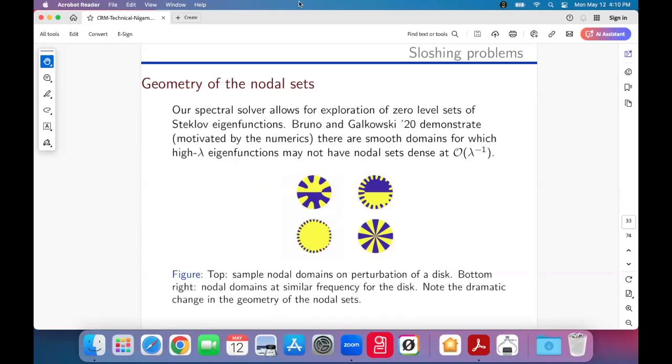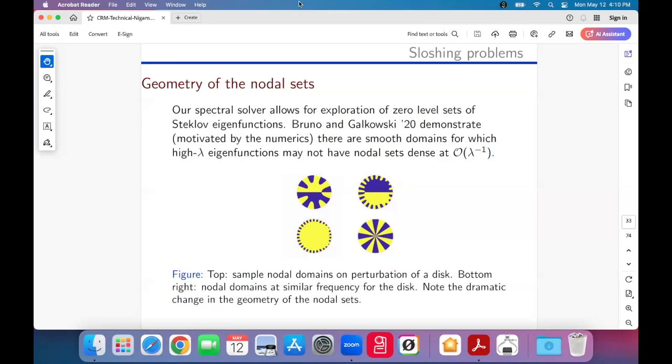This one was more recent. This one was also fun. So the question was, if you have Steklov eigenfunctions, well, they have parts where they're positive and where they're negative. So we call these the nodal domains. And it was conjectured for the longest time, or believed for the longest time, that the nodal sets are dense at order 1 over the spectral parameter. But then it turns out that that's actually not true.